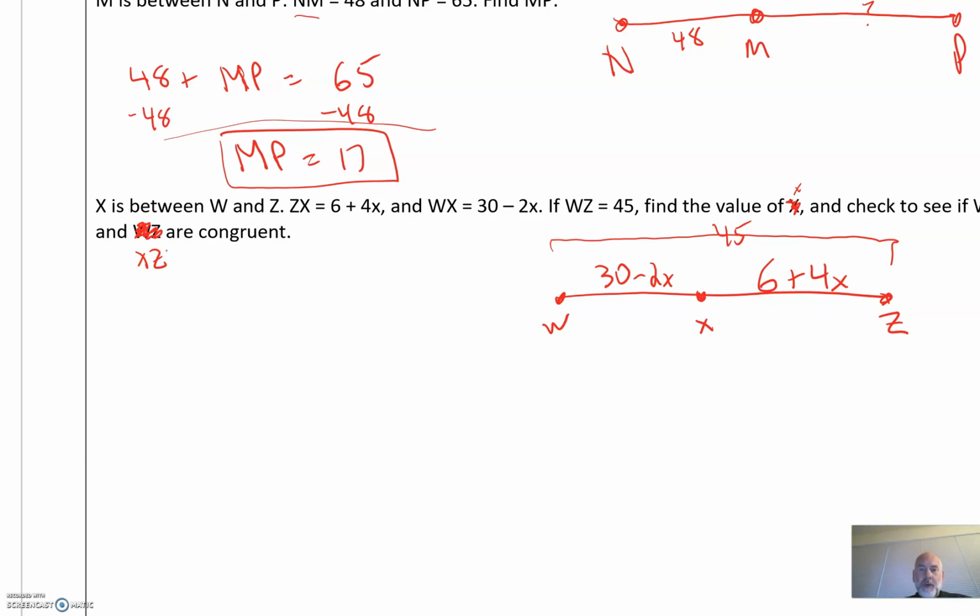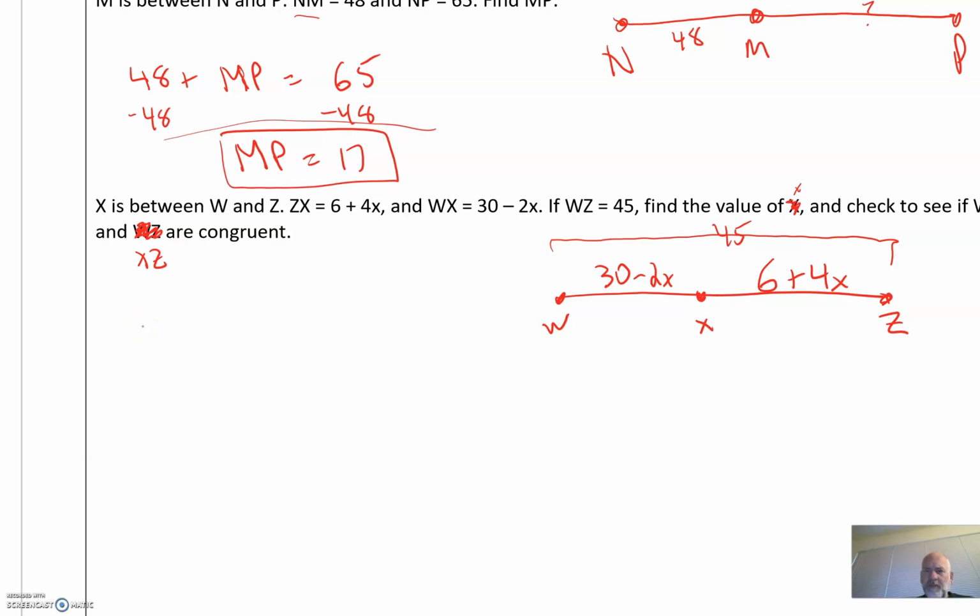Okay, so let's try it out. So it says, okay, that's 6 plus 4x. This is 30 minus 2x. The whole thing is 45. So now I can set up an equation. This idea that you can take a big segment's length and break it up into smaller segments is called the segment addition postulate. It's not something we're going to quiz you on, but you're going to see it show up as a vocab thing every once in a while. But it's not something that we're testing you on, like knowing that vocab word.